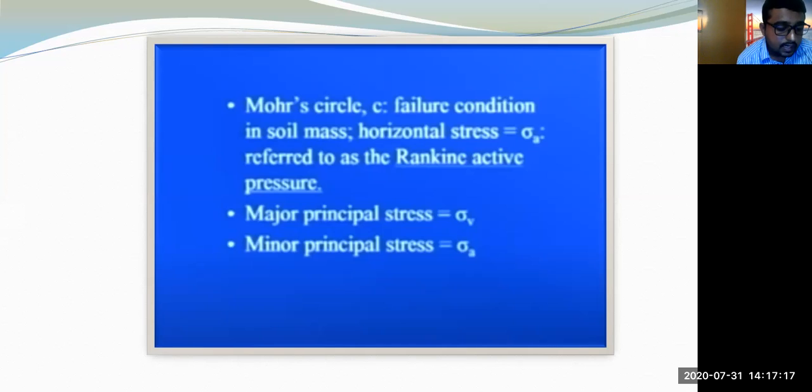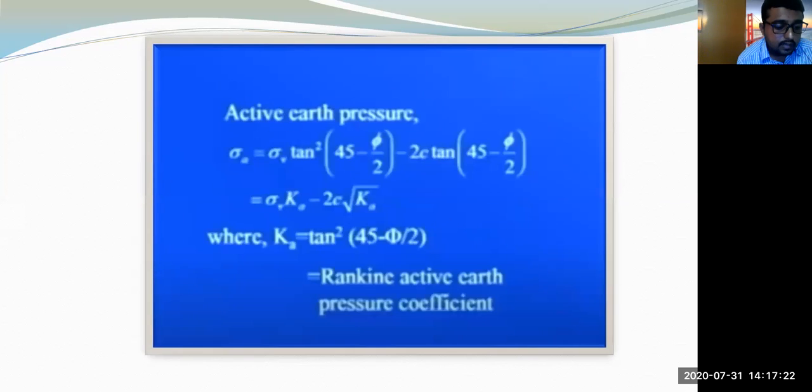Now, as you have done in the first level, the relation between the major principal stress and the minor principal stress, from the theory of elasticity we can get the expression for sigma A. Sigma A is equal to sigma V tan square (45 minus phi by 2) minus 2c tan (45 minus phi by 2), which becomes sigma A, the active pressure, as sigma V Ka minus 2c root Ka, where Ka is equal to tan square (45 minus phi by 2), which is called Rankine's active earth pressure coefficient.